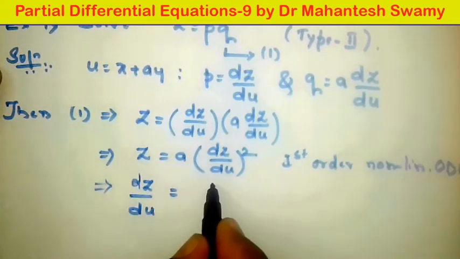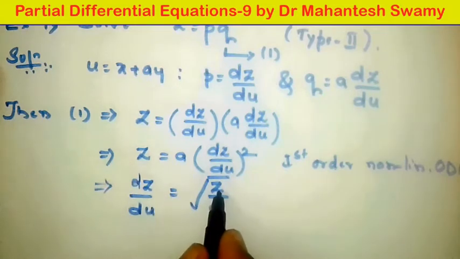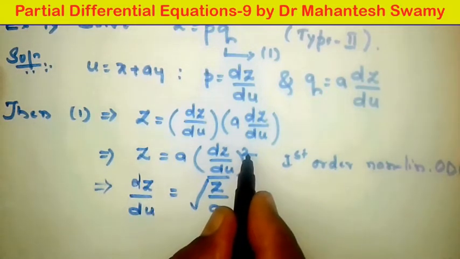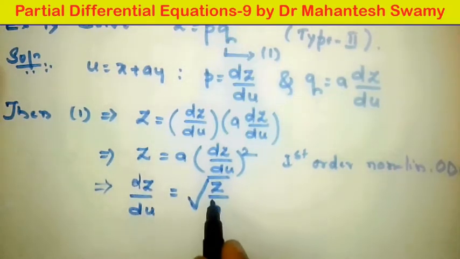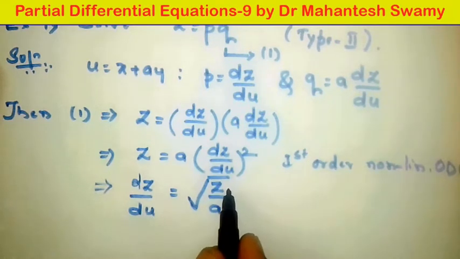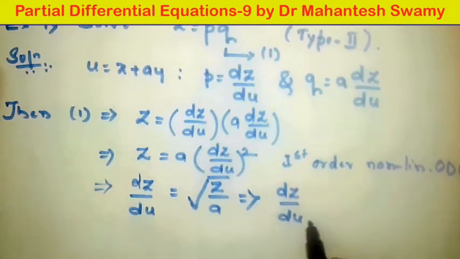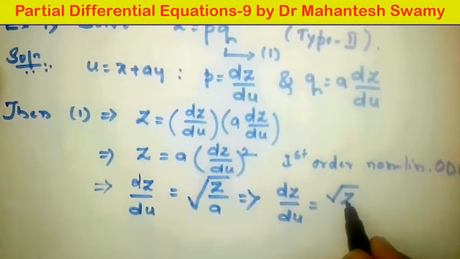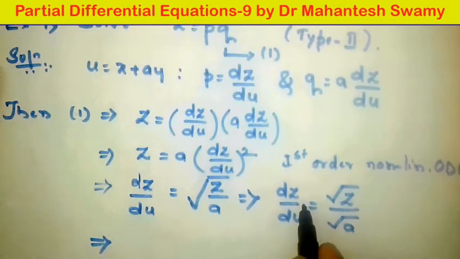is equal to z by a. After that we take the square root on both sides. It becomes dz by du equal to square root of z by a. Now it is very easy to separate the variables here. This can be written as dz by du equals root z divided by root a, and then we can cross multiply to separate the variables, and the solution becomes very simple.